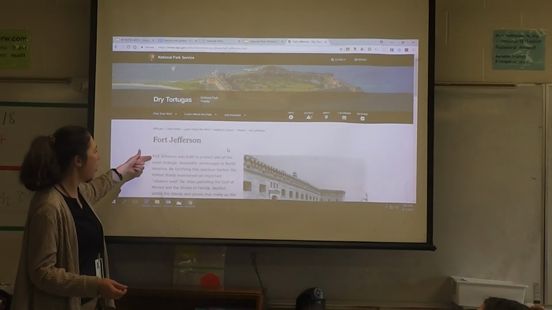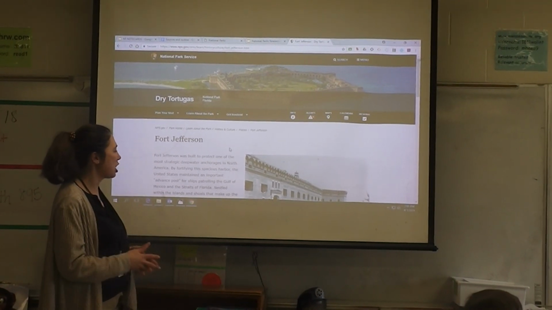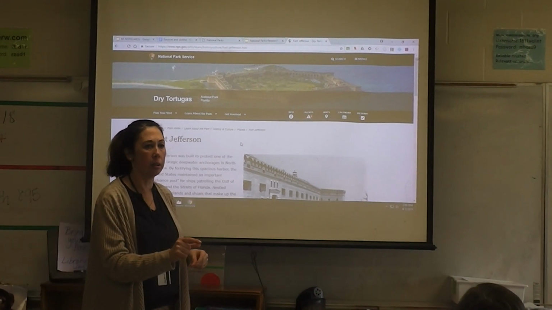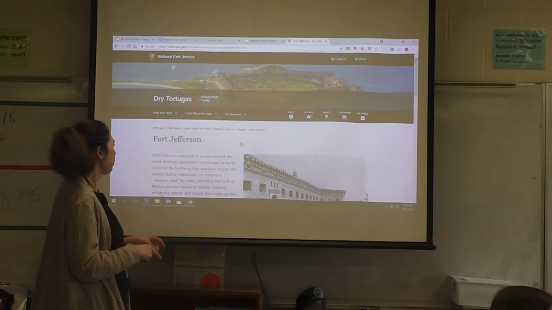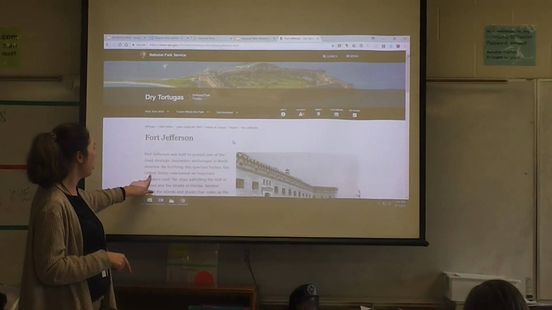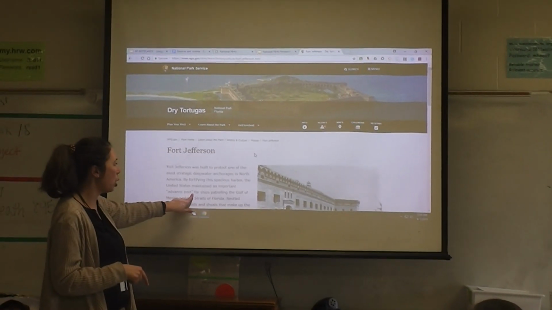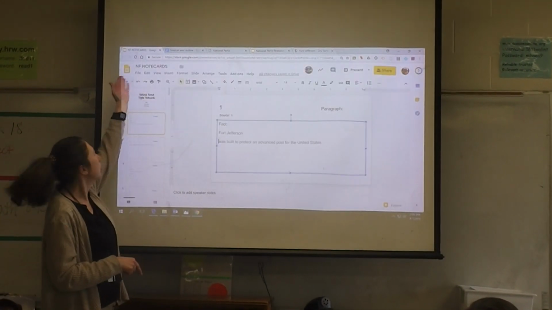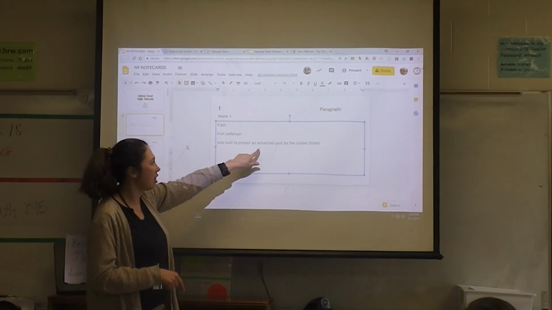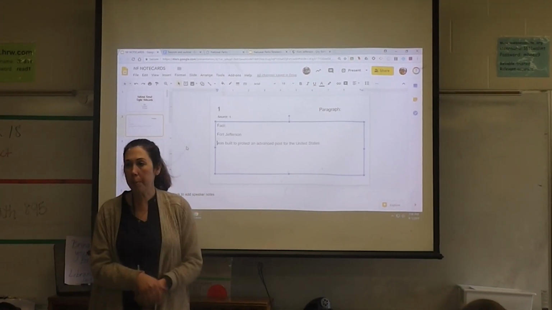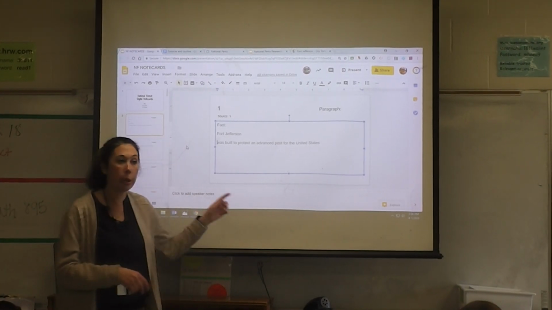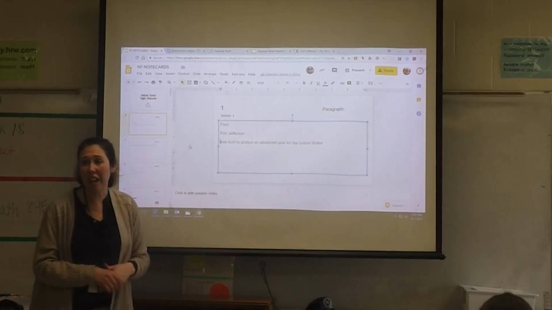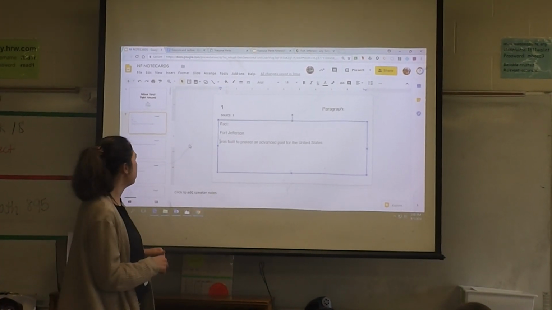Okay, so I actually read this. Fort Jefferson was built to protect one of the most strategic deep water anchorages in North America. By fortifying this spacious harbor, the United States maintained an important advanced post for ships patrolling the Gulf of Mexico and the Straits of Florida. Go back to my notes. Notice I said was built to protect an advanced post for the United States. Did I copy and paste? No. Did I put in my own words? Yes. I didn't write a sentence. That's all I would put on that note card. That's it. And then I go to the next one.